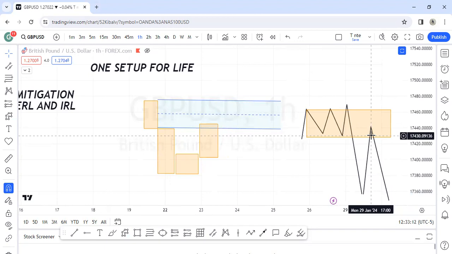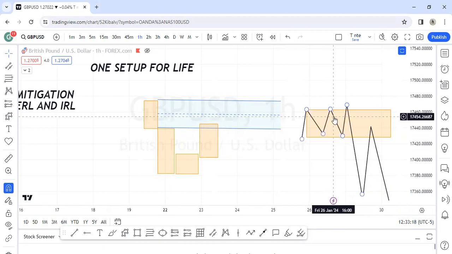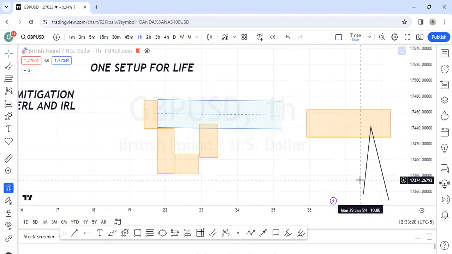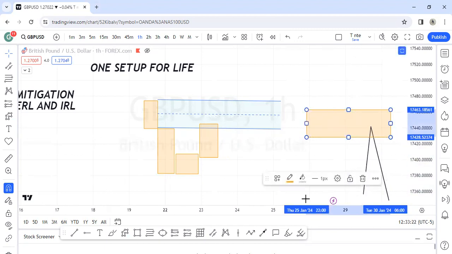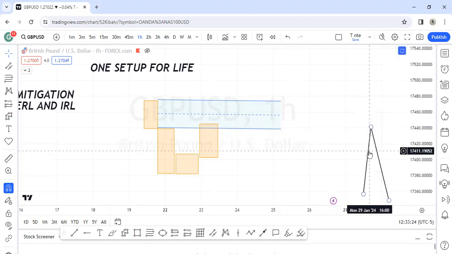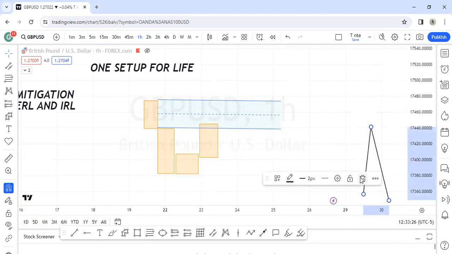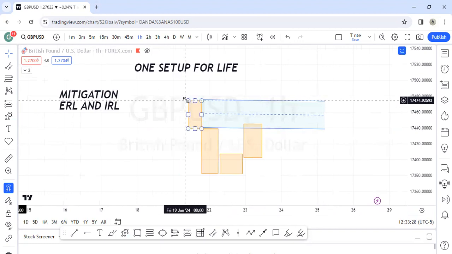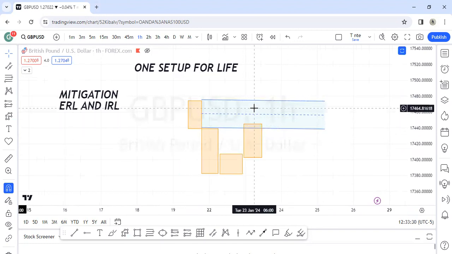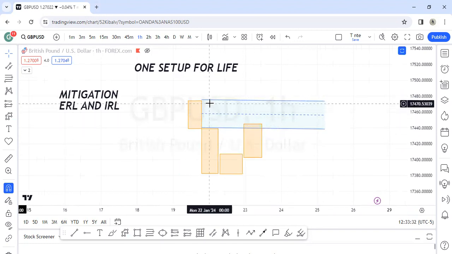So mitigation comes in different ways. It comes in the form of a range, that is a demand or supply zone, or an order block, right? So I'm really focused on the order block aspect, because I don't really trade ranges. So now we have to understand that. That is good. Now you have understood what mitigation is. Price has to come and tap into an order block, a created order block.